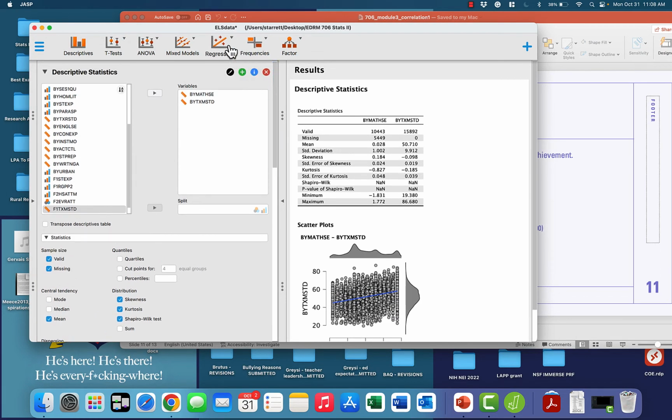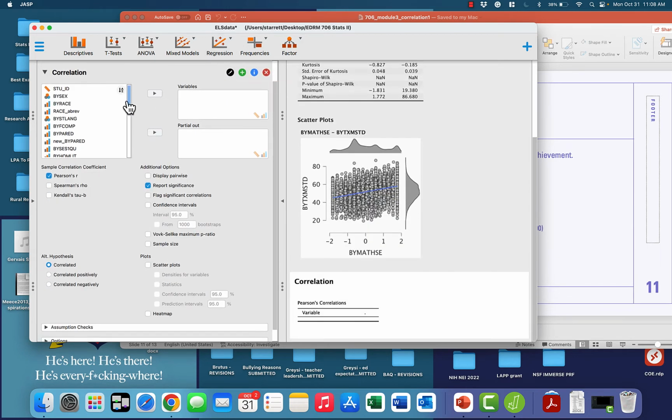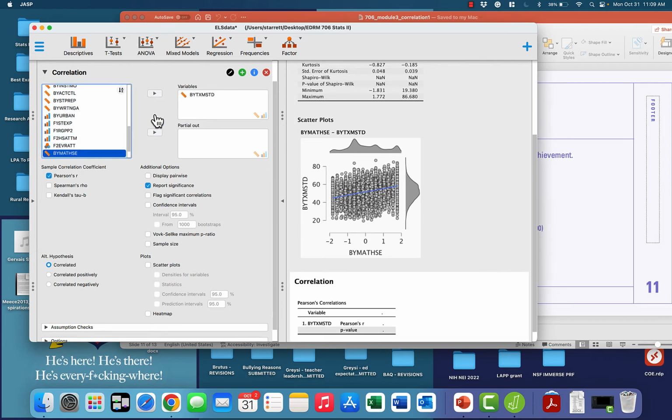So we want to go into regression and classical correlation. And again, we want to put in our math achievement and our math self-efficacy. All right, and again, we know we can leave it here on Pearson's R because we have linearity and normality and no significant outliers. We want to also check flag significant correlations.